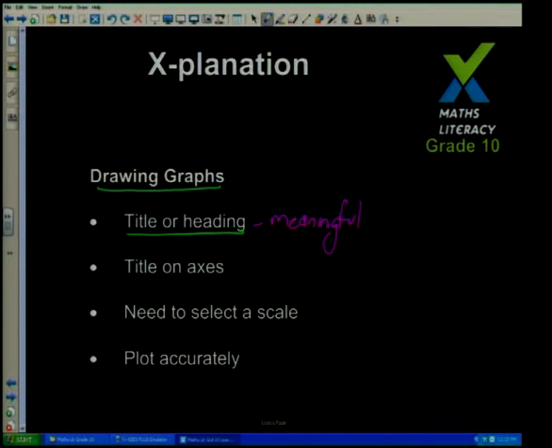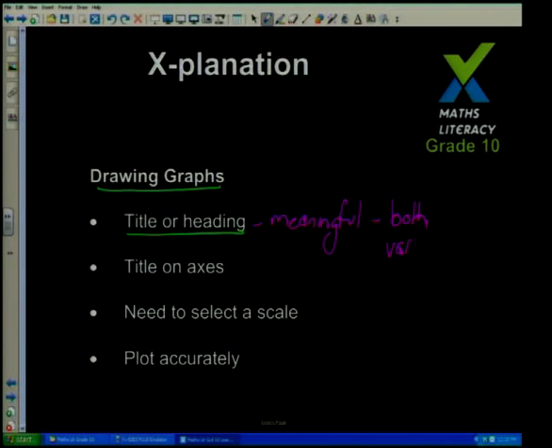Meaningful. I do not want to know that it's a line graph. I can see it's a line graph, but what is it a line graph of? So in the title of your graph, I want you to discuss both variables. What are we looking at? We might be looking at the number of people in a taxi. We might be looking at the cost per pen. So I want you to talk about both, and you need to include both variables in your heading. So be very specific about exactly what the graph is about.